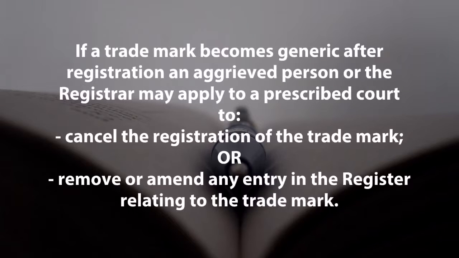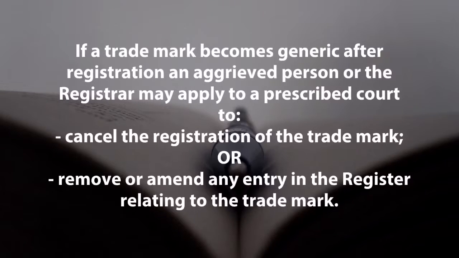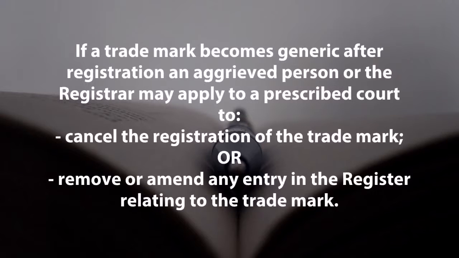Section 87 provides, if a trademark becomes generic after registration, an aggrieved person or the registrar may apply to a prescribed court to cancel the registration of the trademark or remove or amend any entry in the register relating to the trademark.